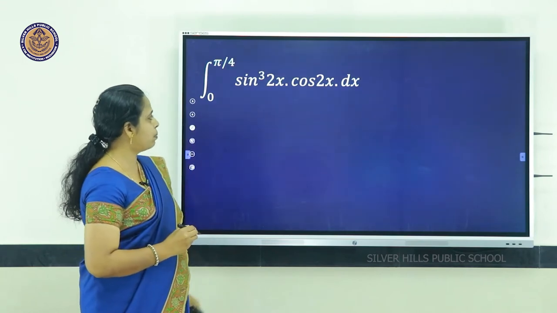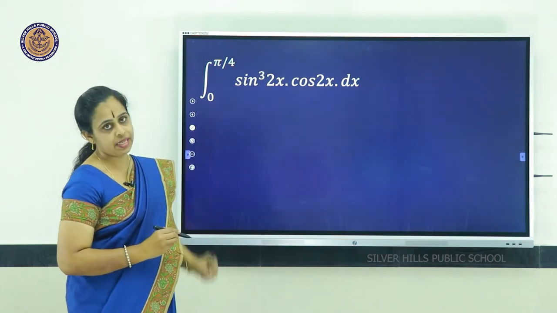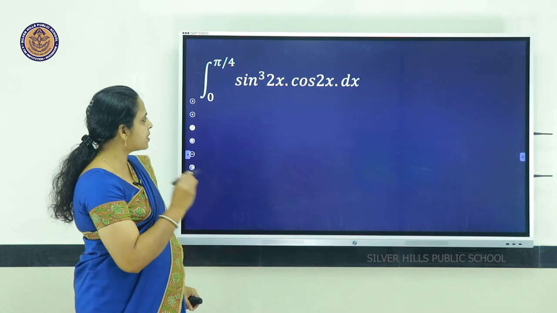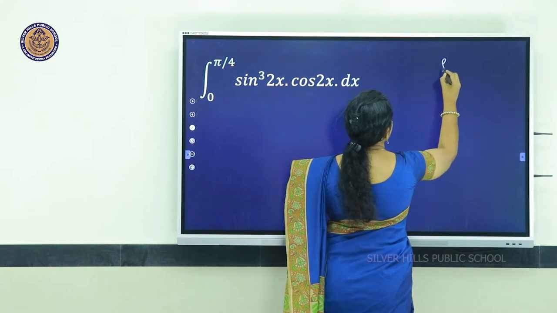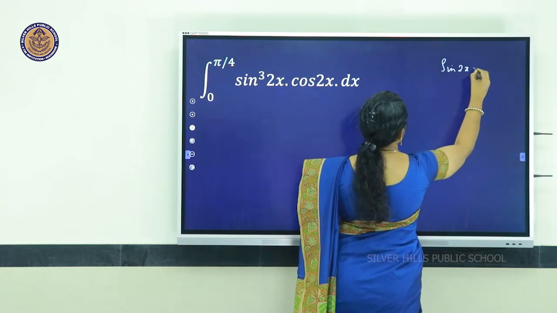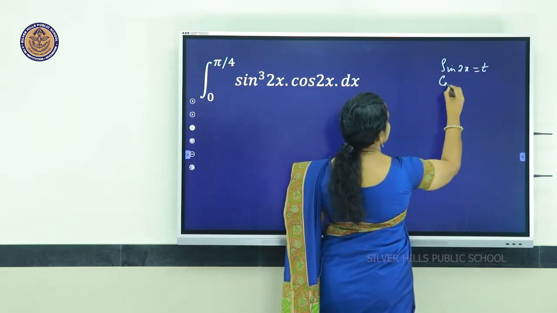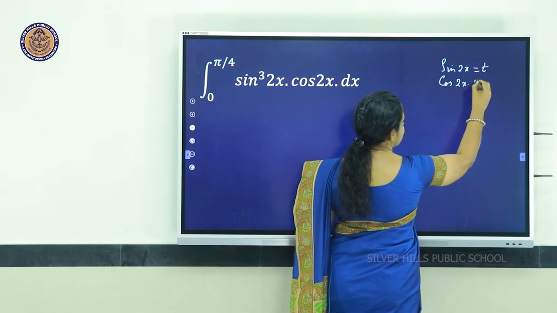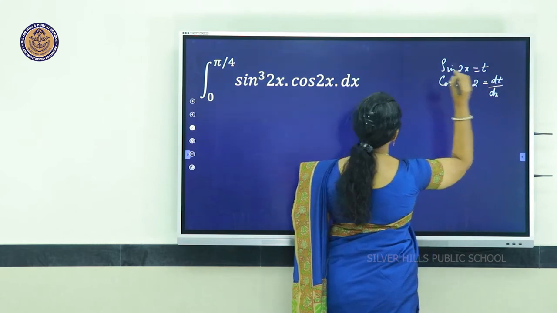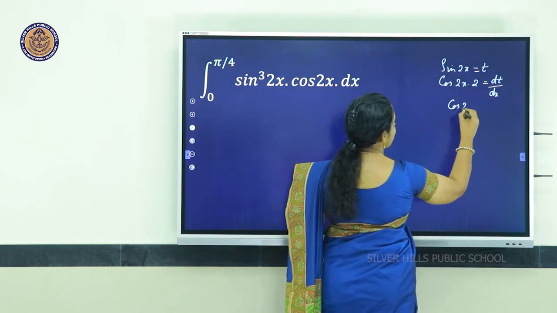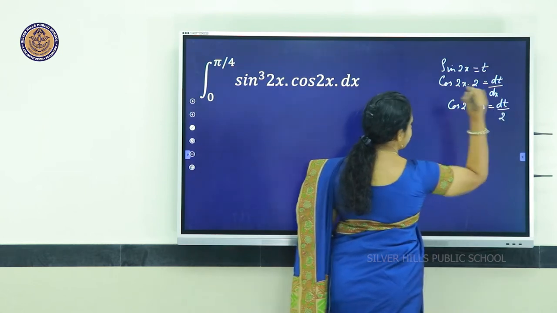Next one. Integral 0 to pi by 4, sin cube 2x into cos 2x into dx. Now, here let us substitute sin 2x equal to t. Differentiating with respect to x, cos of 2x into 2 will be equal to dt by dx, or cos of 2x into dx will be equal to dt divided by 2.